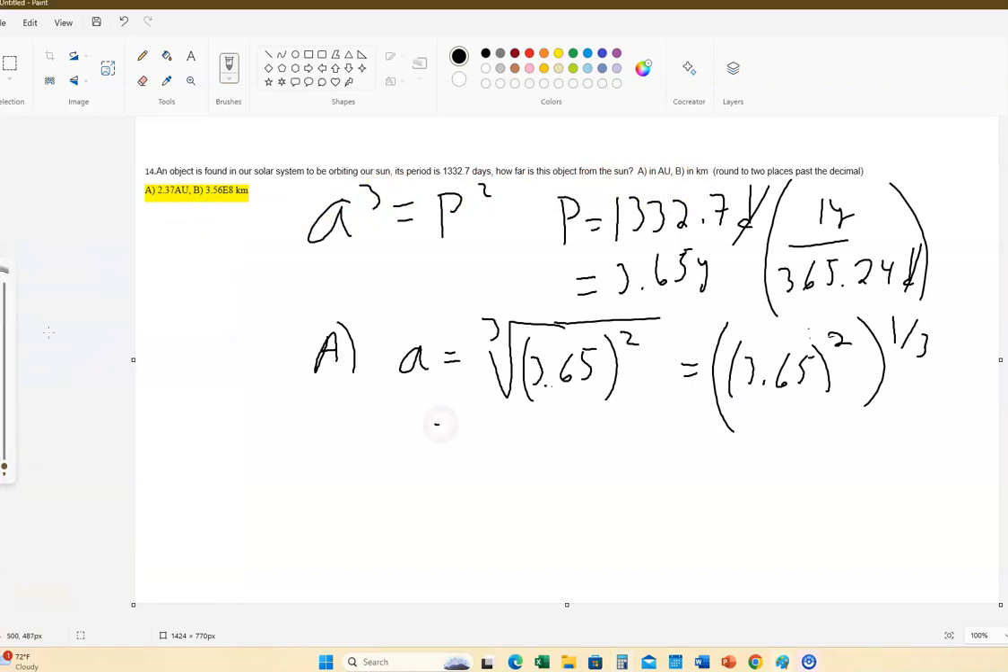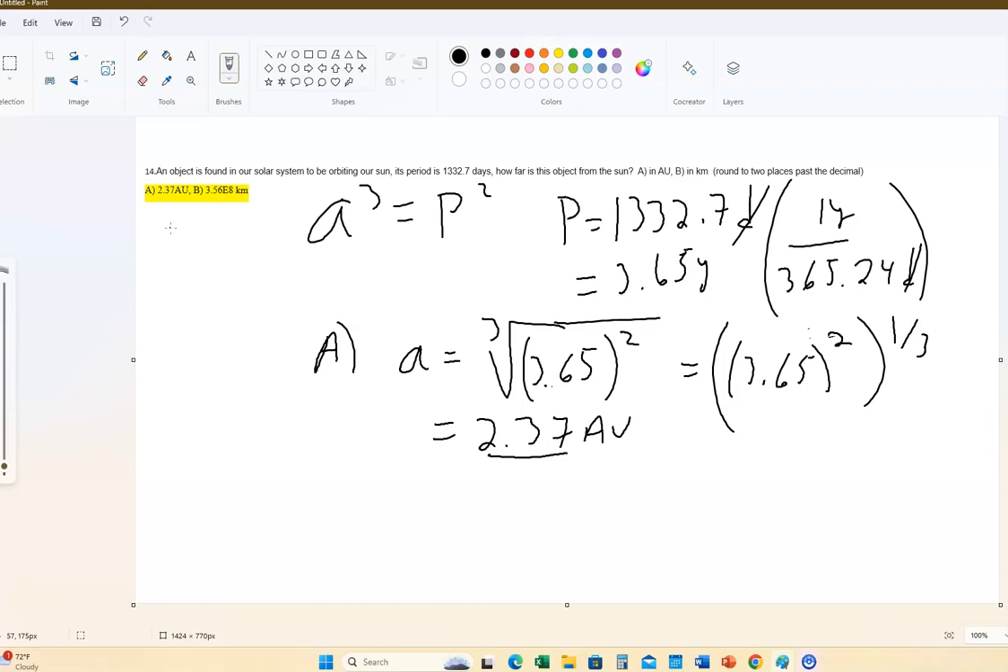So part A is 2.37 astronomical units. Remember, you only put in the numbers when you do this test part B in Blackboard. You just put the number. It's already asking you what the unit is. It already assumes that you know what the unit is. And then part B, you just have to know how many kilometers are in 1 astronomical unit.